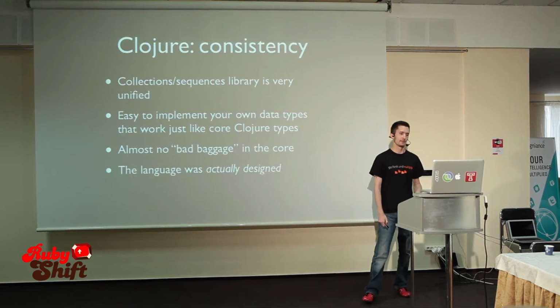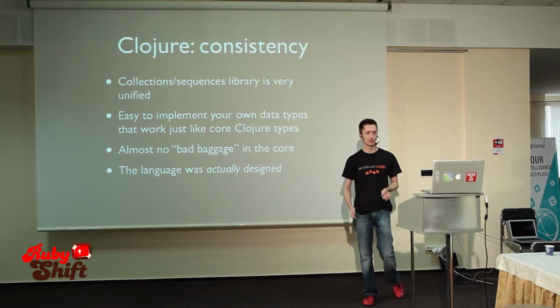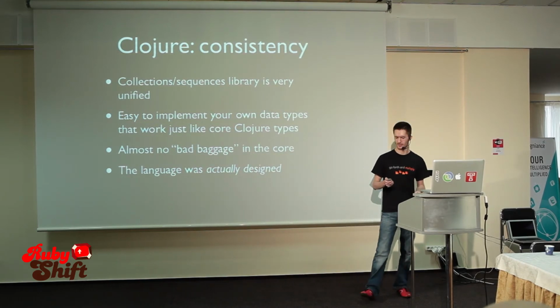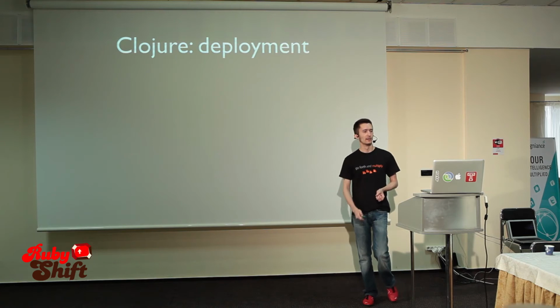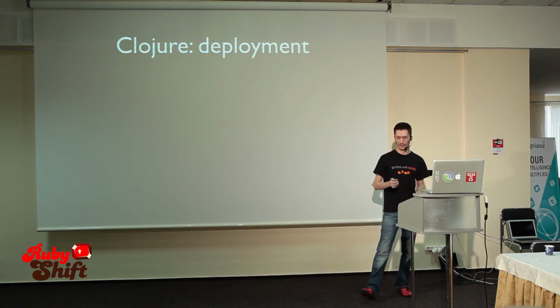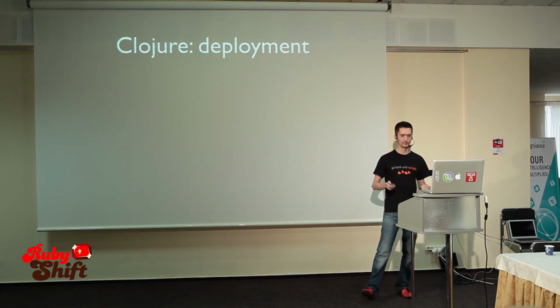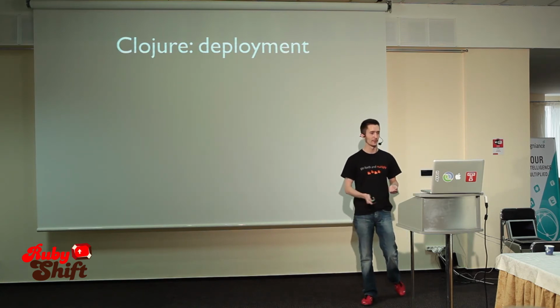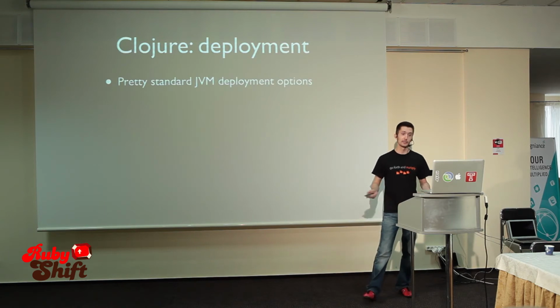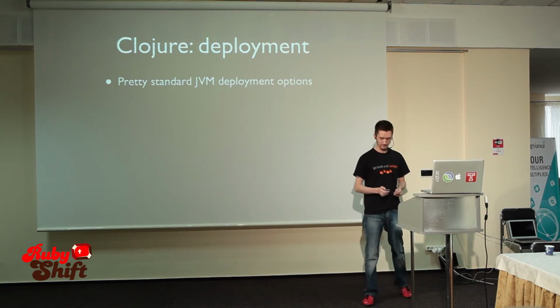And again, repeating myself, but Clojure was actually designed, and I think that's why it's consistent. There is no secret. So what does deployment look like? We have a shiny Clojure app that is consistent, has excellent runtime performance, but we probably want to deploy it at some point. It's a pretty standard JVM deployment story.